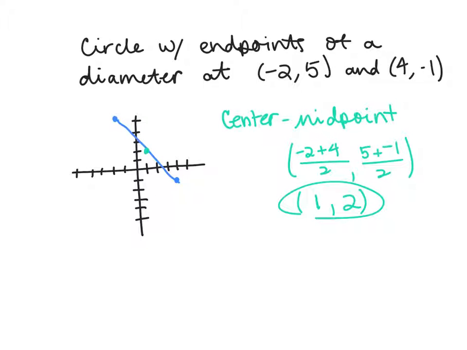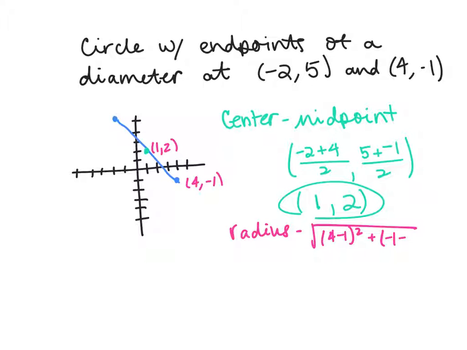So now the other piece we need to write the equation is the radius. Well, we know the radius is the distance from the center to an endpoint. So if we have our center at (1, 2) and an endpoint, it doesn't matter which one we choose, I'll use (4, -1). In order to find that distance, we can use our distance formula, which is just change in x squared plus change in y squared, and then add them up, take a square root.